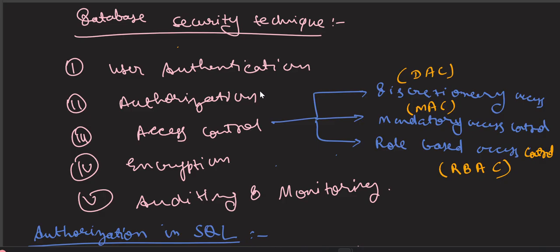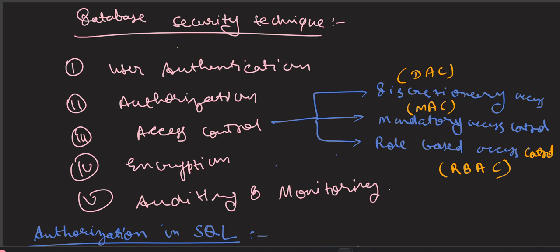The next one is encryption. Encryption means you have a plain text and you transform it by applying some algorithm into a non-readable form. It protects the data by converting it into unreadable form, as I have already told. For example, your password is stored using hashing and encryption techniques. So this comes under the security techniques in a database.